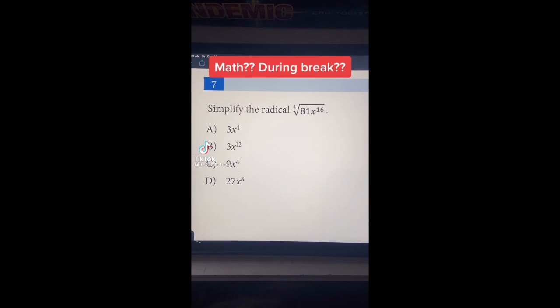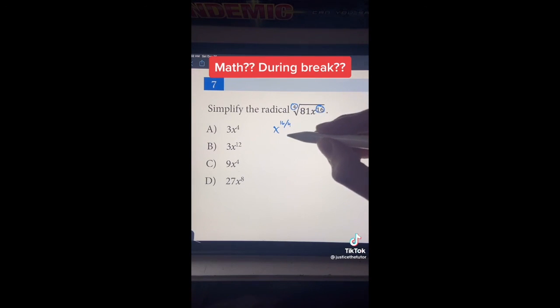This one is a lot easier than you might think. So when we have an exponent and a root like this, the way to simplify it is just by taking the number in the root, which is 16, and dividing it by the number that's out here, which is 4. So x to the 16 over 4 is just x to the 4.